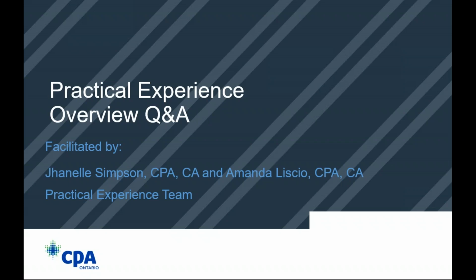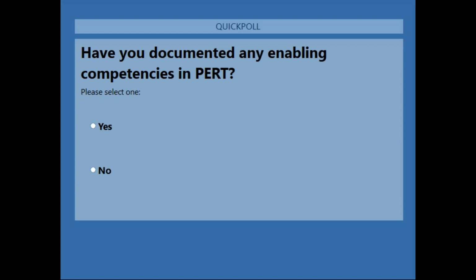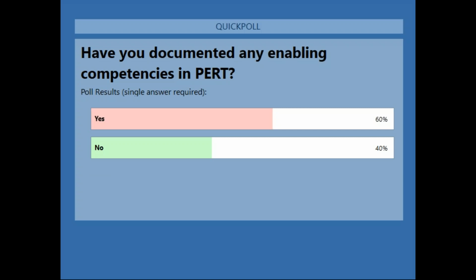Okay, before we begin, we're just going to do a quick poll to get some responses on whether you have documented your enabling competencies in PERT. Okay, so it looks like we have quite a few people here who have actually begun to document their enabling competencies in PERT, and a handful of people who haven't. So either way, this webinar will definitely help guide you through turning those responses from level 0s and 1s to 2s, or even just help you start documenting your enabling competencies.